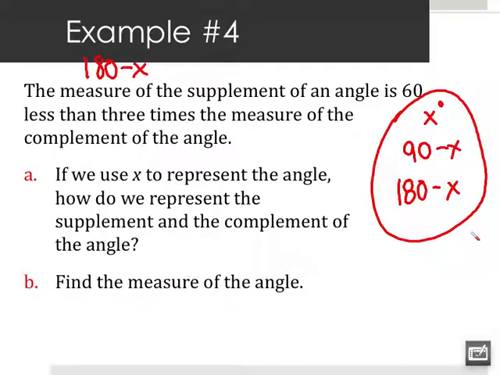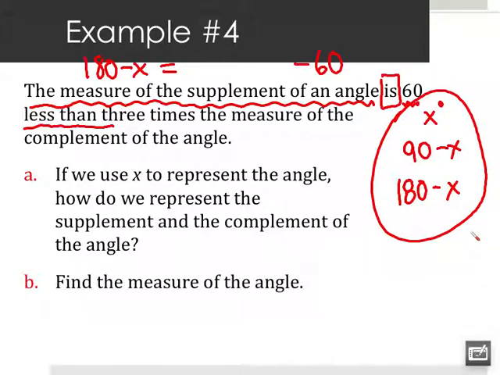The measurement of the supplement of an angle, that takes care of this. Then we got this little word "is," and in the math world, "is" becomes an equal sign. Is, or equals, 60 less than. What mathematical function is less than? Subtraction. So we're going to end up subtracting 60 at the end. So that takes care of 60 less than 3 times the measure of the complement. 3 times, how big's the complement? 90 minus x.